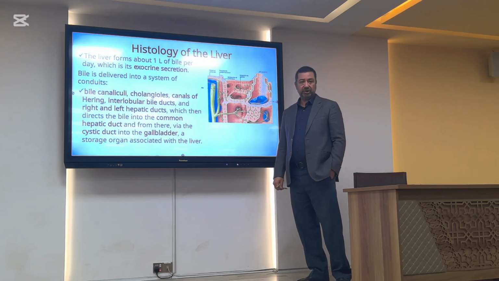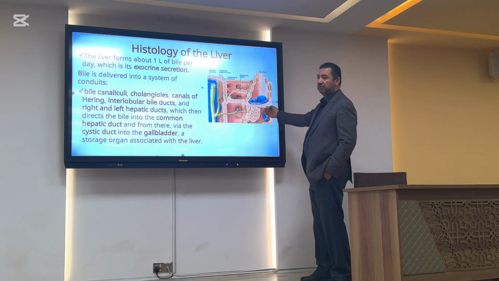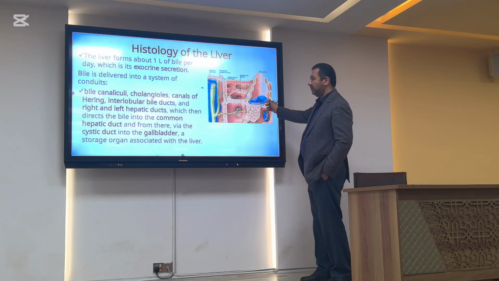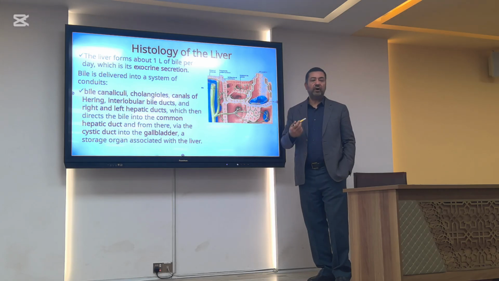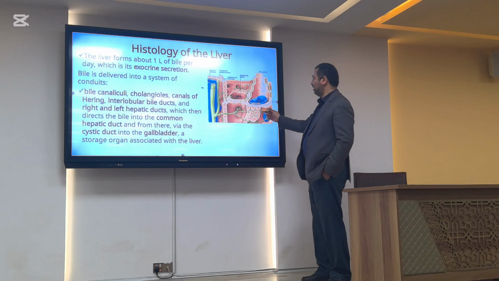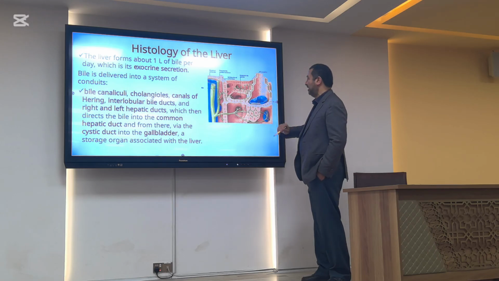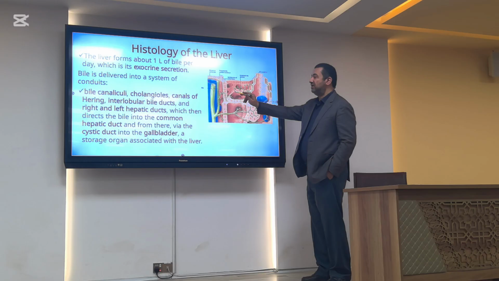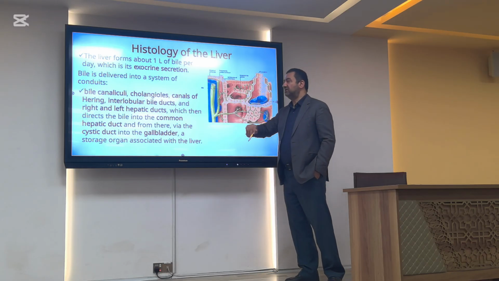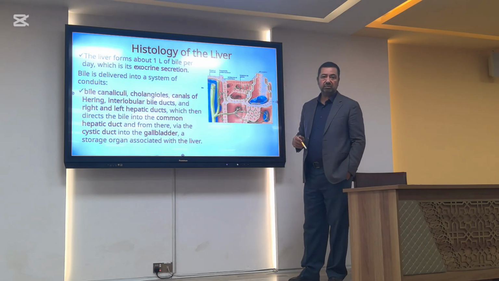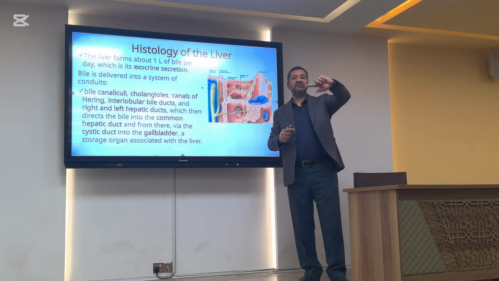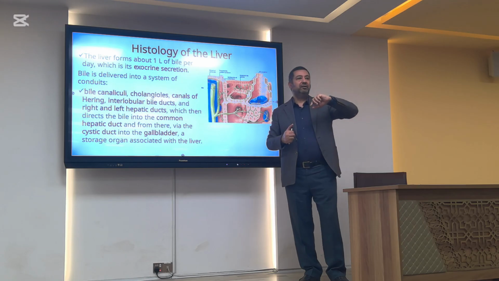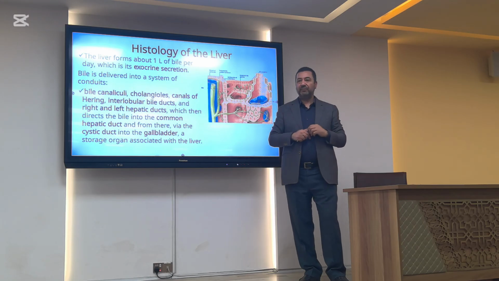Is it clear? Okay. Bile is formed by the hepatocyte, and from hepatocytes drains into the intercellular canaliculi or bile canaliculi, and from canaliculi goes to the cholangioles and canals of Hering and interlobular bile ducts and right and left hepatic ducts. Is it clear? And the common hepatic duct drains to the cystic duct, and the cystic duct goes to the gallbladder for storage of bile. Is it clear? Yes.